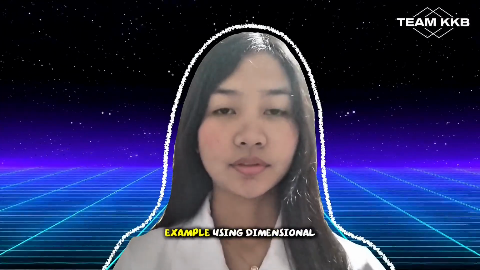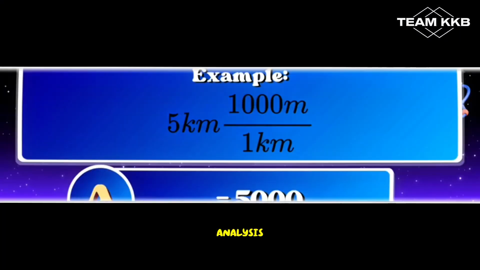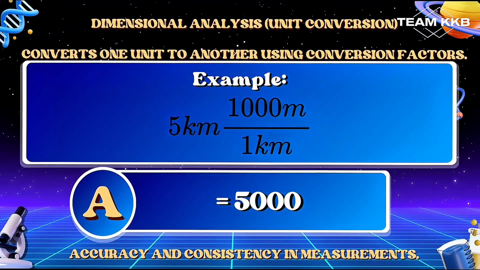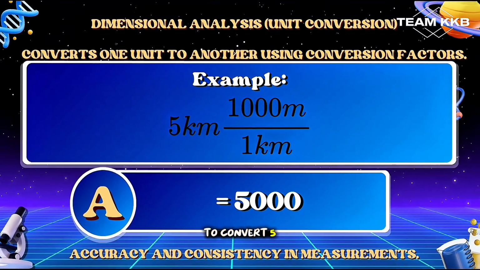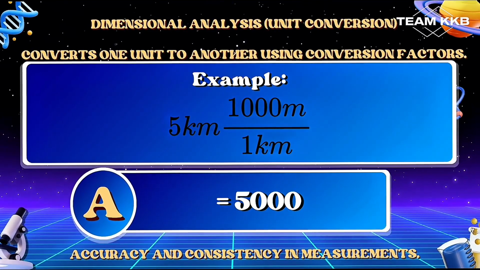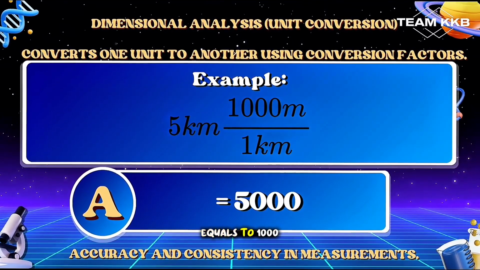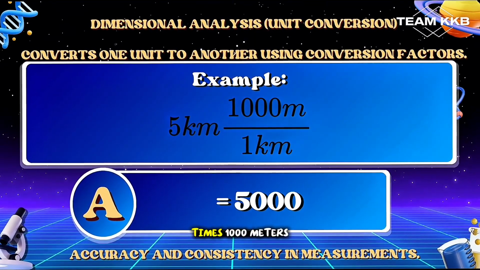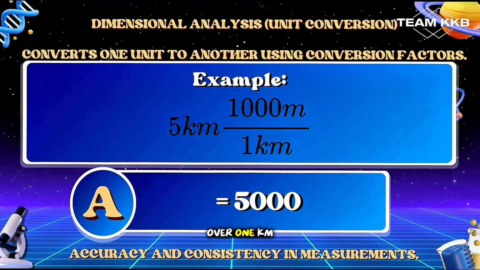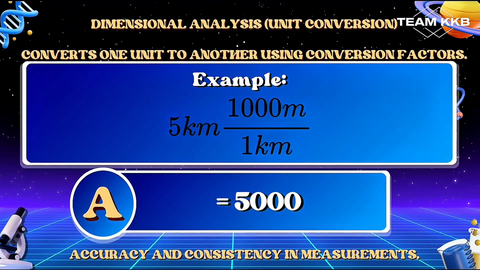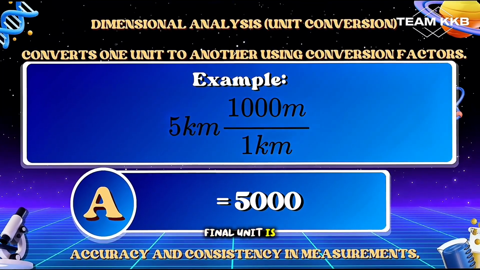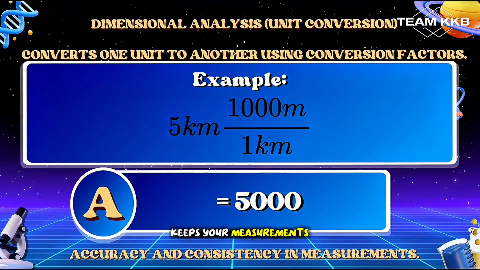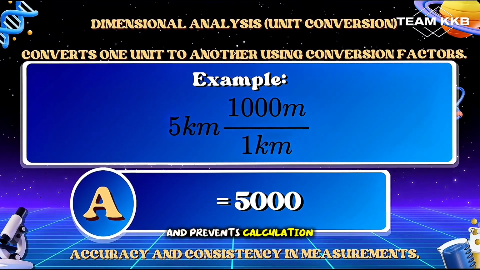Let's try an example using dimensional analysis, a method used to convert one unit to another. Suppose we want to convert 5 kilometers to meters. We know that 1 kilometer is equal to 1,000 meters. So, 5 km times 1,000 meters over 1 km is equal to 5,000 meters. This ensures our final unit is correct. This process of cancelling and rearranging units keeps your measurements accurate and prevents calculation errors.